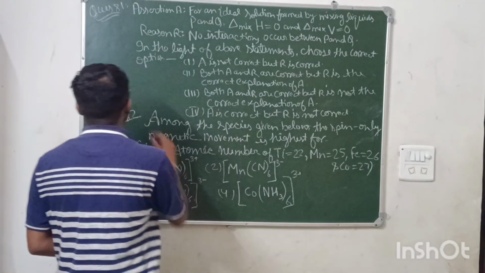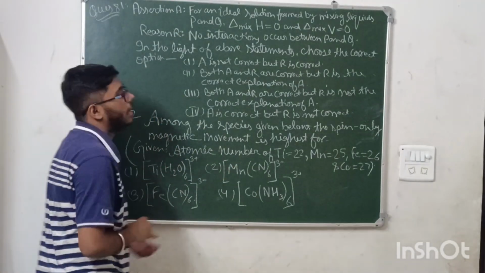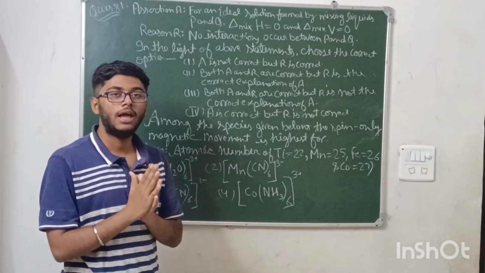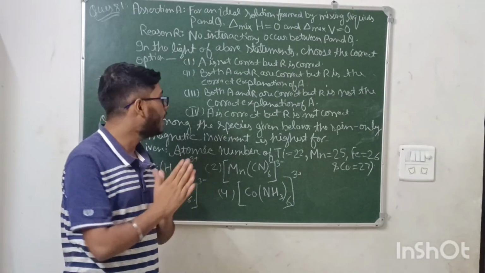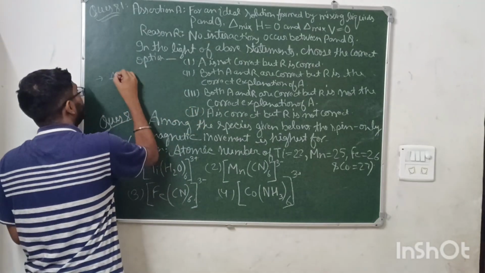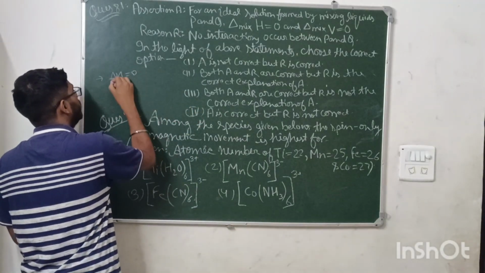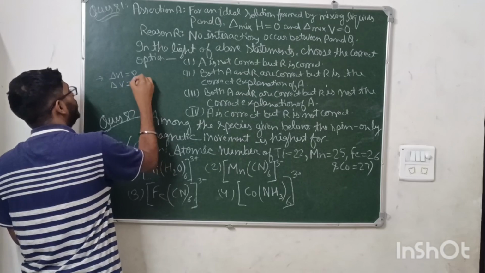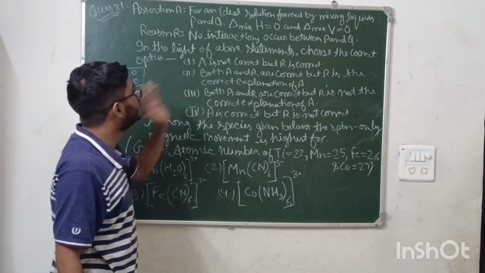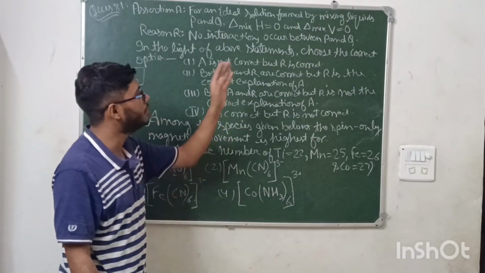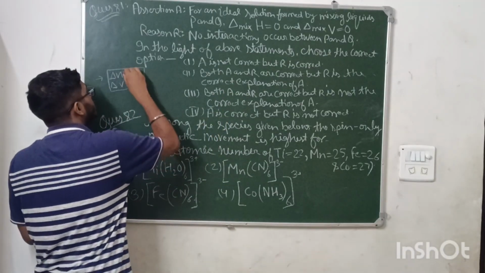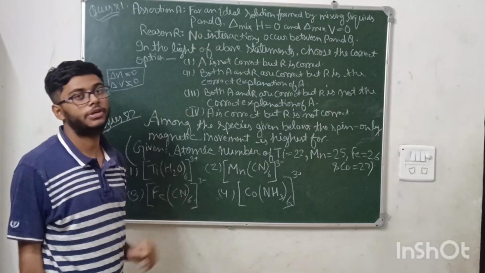In NCERT there is a line given that an ideal solution obeys Raoult's law, and so the enthalpy of mixing is always zero and the volume of mixing is always zero. The difference between ideal and non-ideal is that in an ideal solution delta H mix is zero and delta V mix is zero, and in a non-ideal solution it is not equal to zero. So this is a true statement.